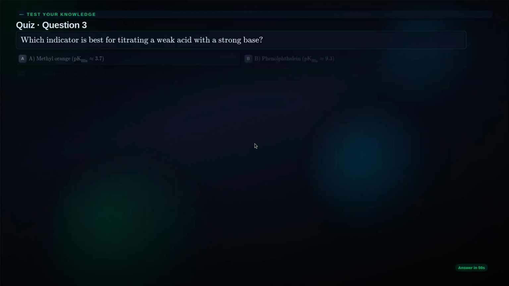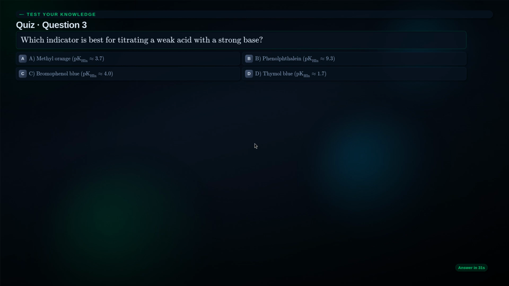Quiz question 3. Which indicator is best for titrating a weak acid with a strong base? Option A, methyl orange with pKa around 3.7. Option B, phenolphthalein with pKa around 9.3. Option C, bromophenol blue with pKa around 4.0. Option D, thymol blue with pKa around 1.7.